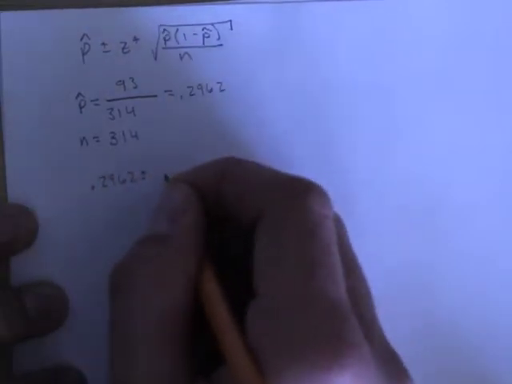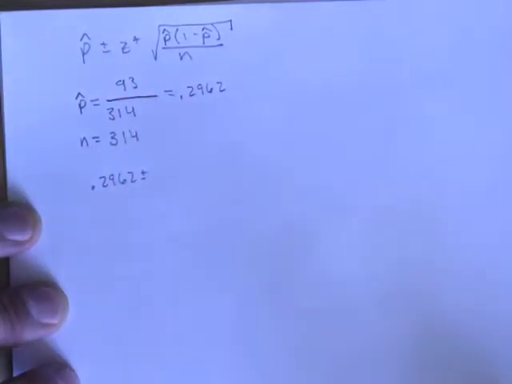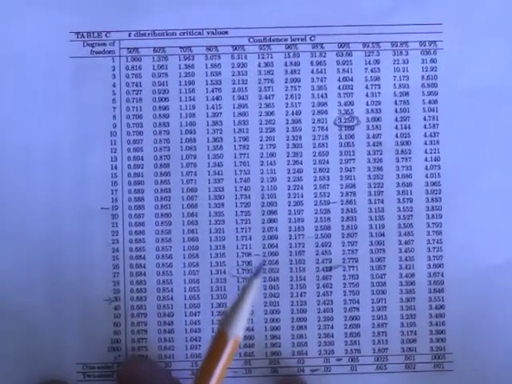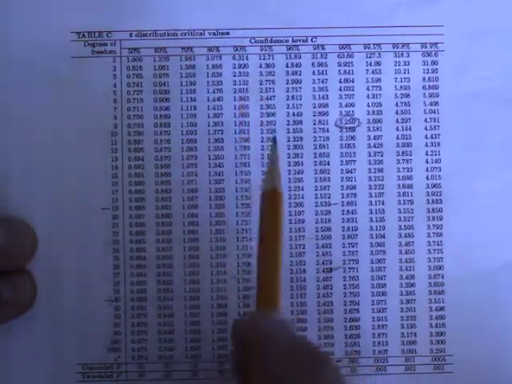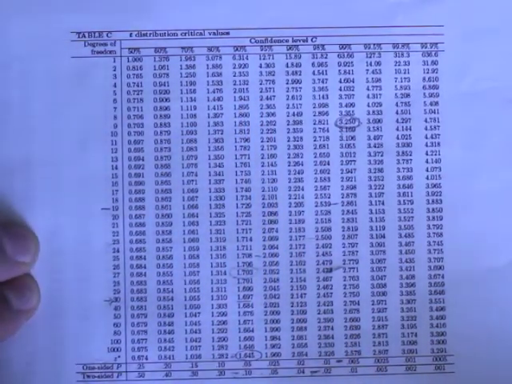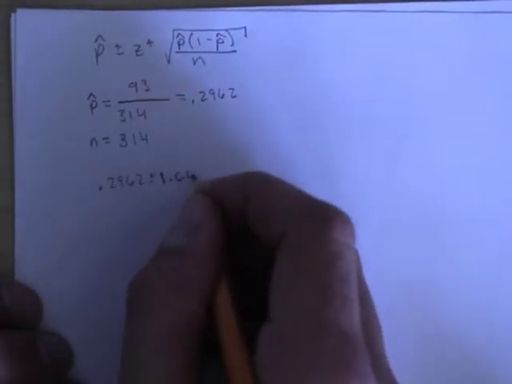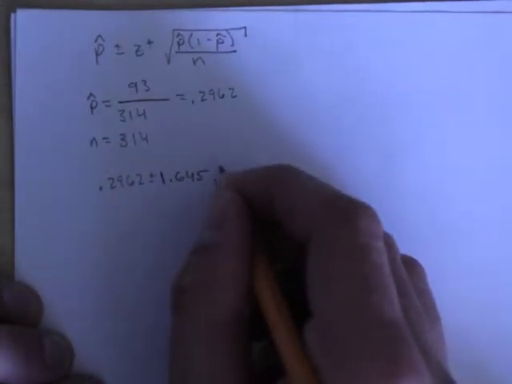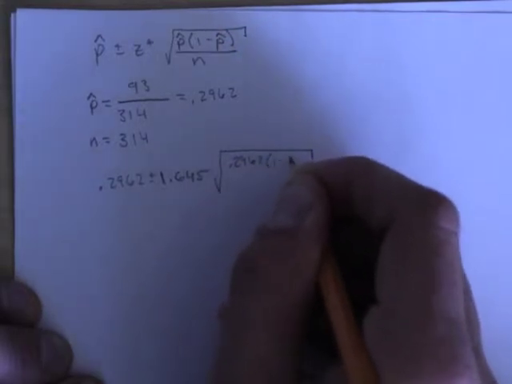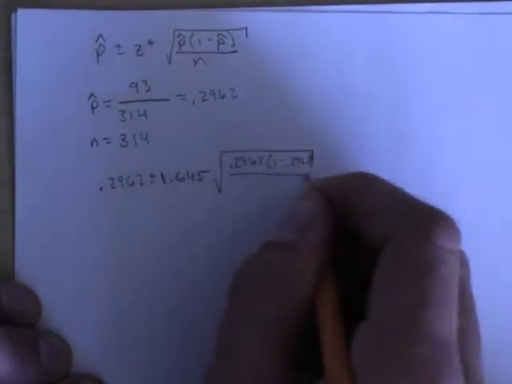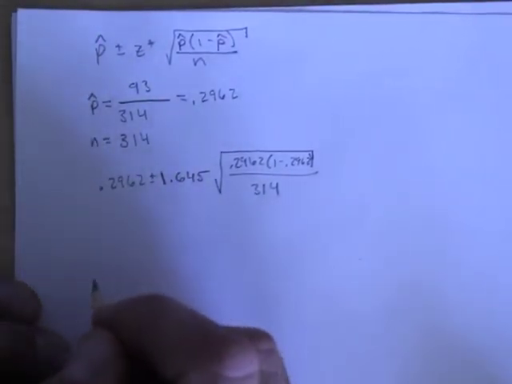0.2962 plus or minus, and I need to know z star for a 90% confidence interval. So I go to my table and I look down here at the z's, and then the column for 90% confidence, I'm looking at a 1.645. 1.645 in here, and then the square root of 0.2962 times 1 minus 0.2962, all divided by 314. And this may be a good time to pause and double check what you get.